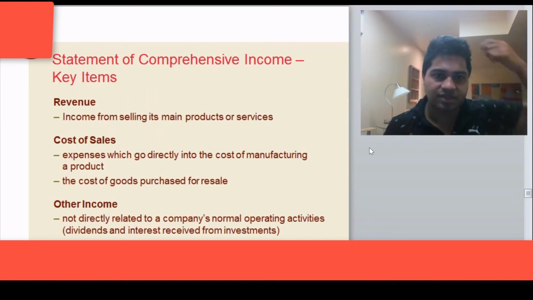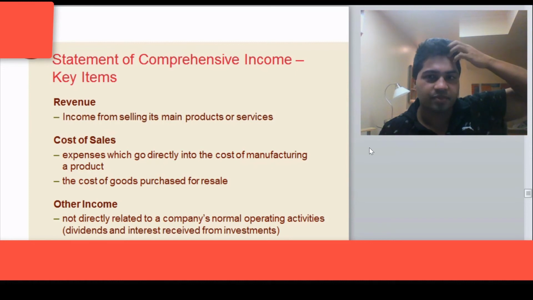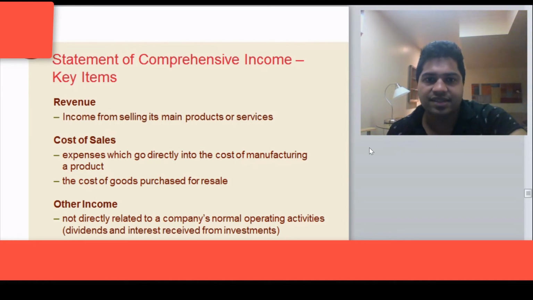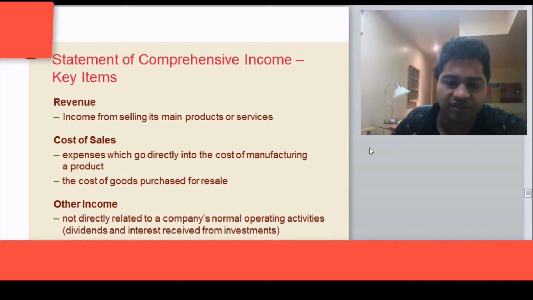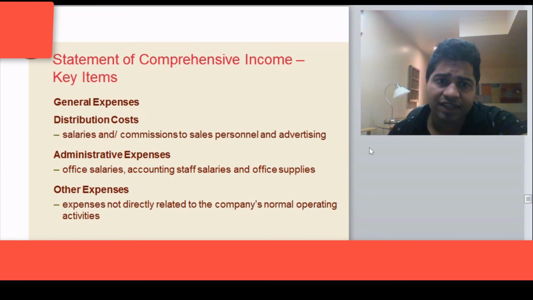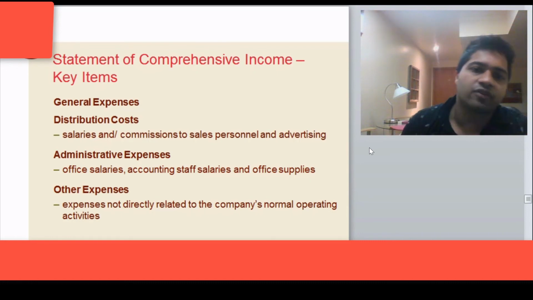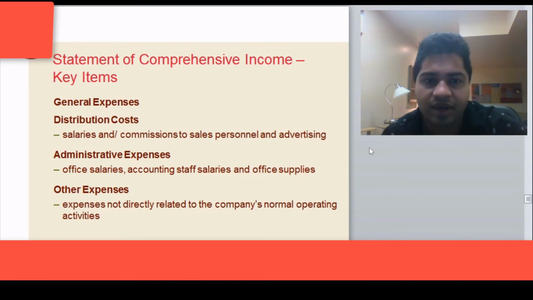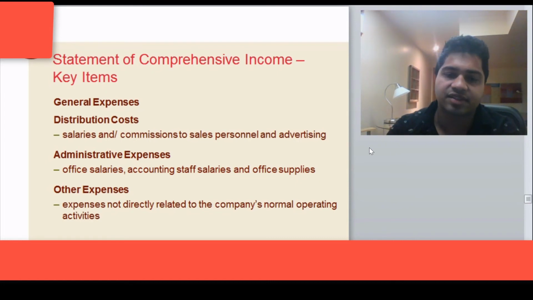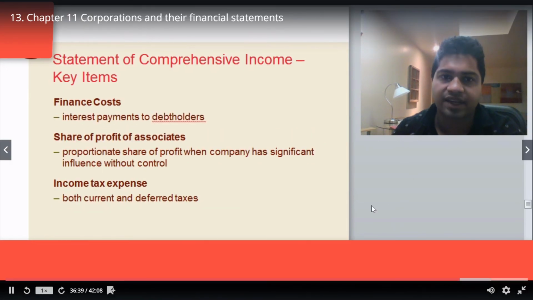Key items in the income statement: revenue is income from selling its main product or service. Cost of sales is an expense which goes directly to the cost of manufacturing a product, or the cost of goods purchased for resale. Other income is not directly related to the company's normal activities, such as dividends and interest received from investments. General expense includes distribution cost, salaries and commissions paid to sales professionals, and advertising. Administrative cost includes office salaries, accounting staff salaries and office supplies. Other expenses are those not directly related to the company's normal operating activity.